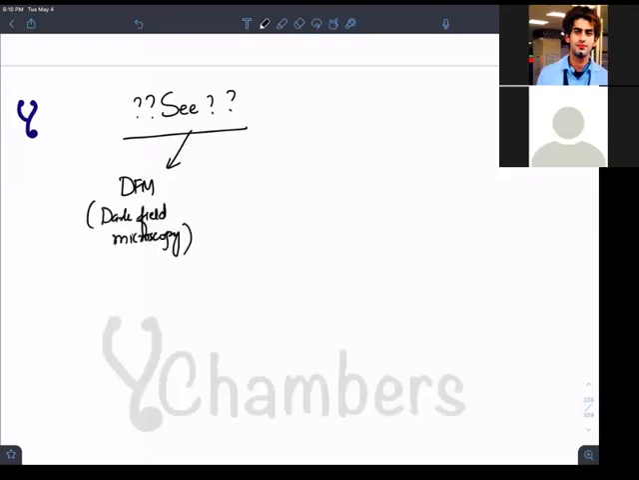Dark field microscopy. Or you can use a method. See, a light microscope will not show you this. I want to stress this thing. A light microscope normally will not show the spirochetes. So what you will be doing is, you will be using a method.